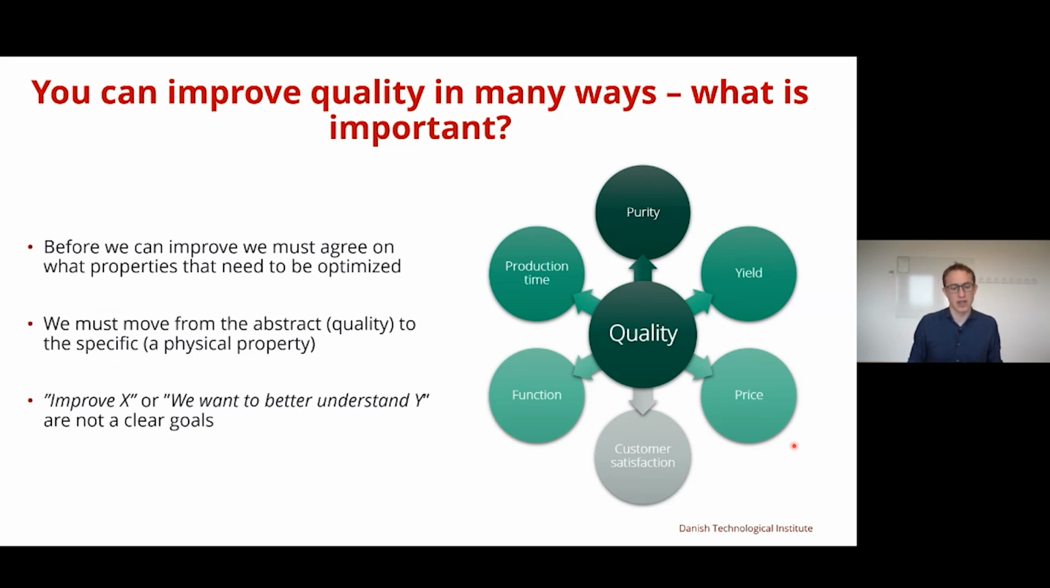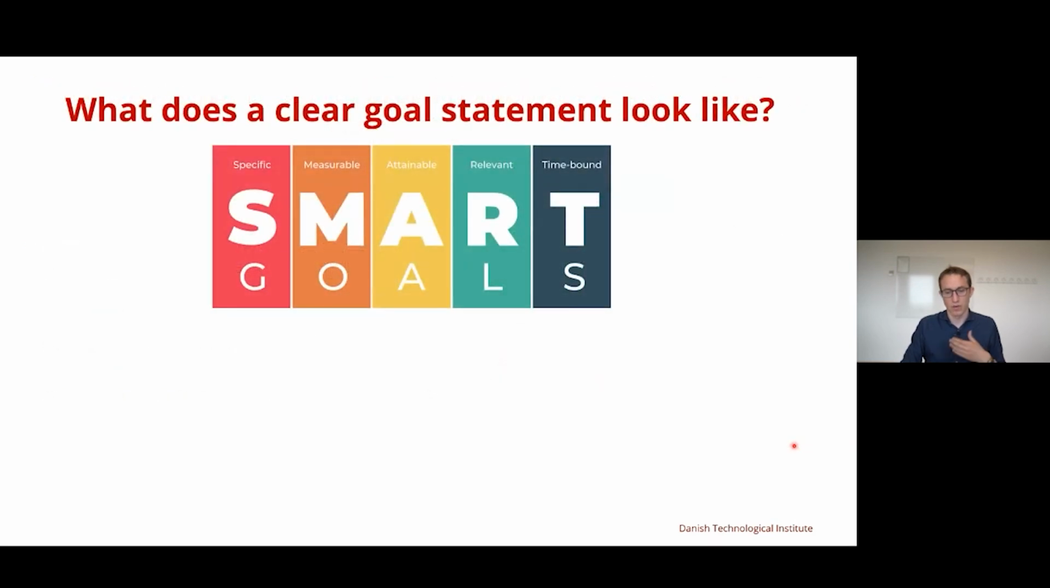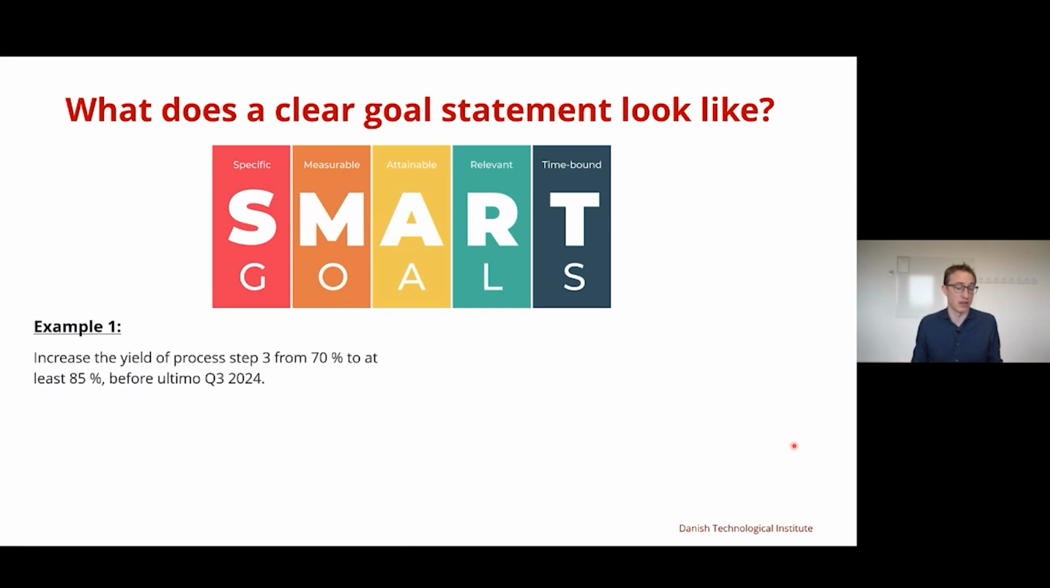And I should really stress that "improve yield" or "improve price" or "we want to understand how something depends on temperature" are not clear goals. What you need to have a clear goal statement is something like setting up a SMART goal, if you know that framework. So one example could be that we want to increase the yield of our process in step 3, which is right now at about 70%, and we want it to get to at least 85%, and we want to be done before the end of Q3 of this year.